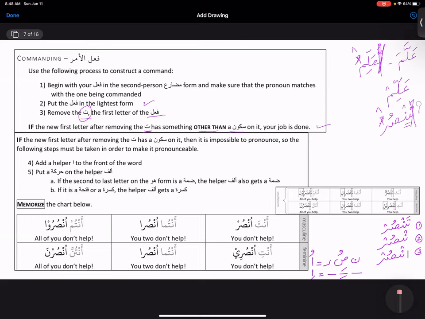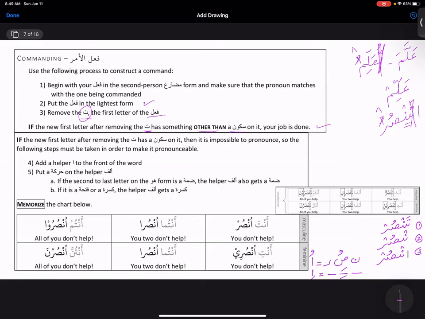Now, my helper Hamza is here, but I do not know what haraka I should put on that, because there is dhamma, there is fatha, there is kasra. These are the three haraka that can be sounded. And I need to decide which one I have to give to this helper Hamza. So how are we going to decide? The rule is, you are going to look at the middle root letter. What is the middle root letter of noon, saad, and ra?